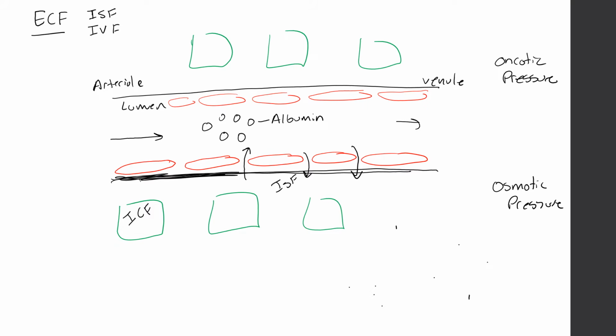Okay, so that is what we refer to as our oncotic pressure. It's the osmotic pressure exerted by the proteins in our blood. The primary protein that causes an osmotic pressure is albumin, but we also have globulins, which can exert 10 to 20% of the effect as well.